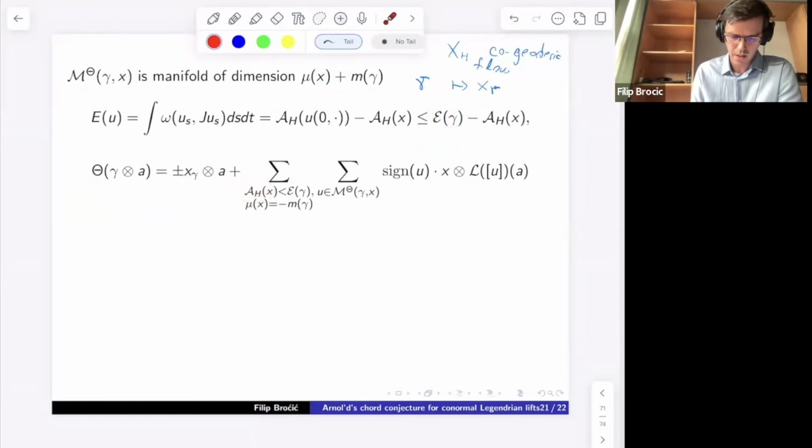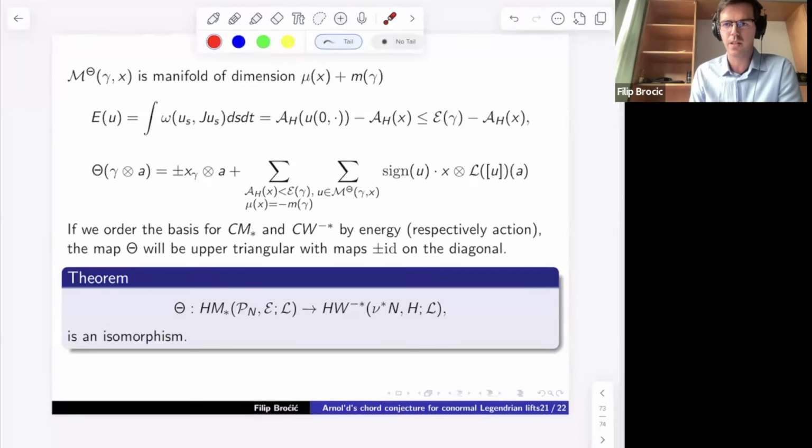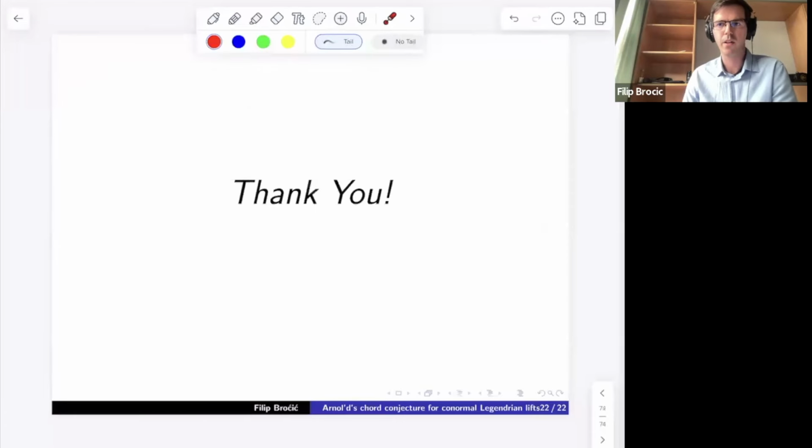And this in particular means that when one arranges the coefficients of the matrix theta, which is an infinite dimensional matrix, it will have plus minus identity on the diagonal, and it will be other isomorphisms of the local system on the upper side of the triangular. But since we have a triangular matrix which has identities on the diagonal, this in particular means that this induces the isomorphism of respective homologies. And I'll stop here. I finished a bit too fast, but okay. Thanks for the attention.